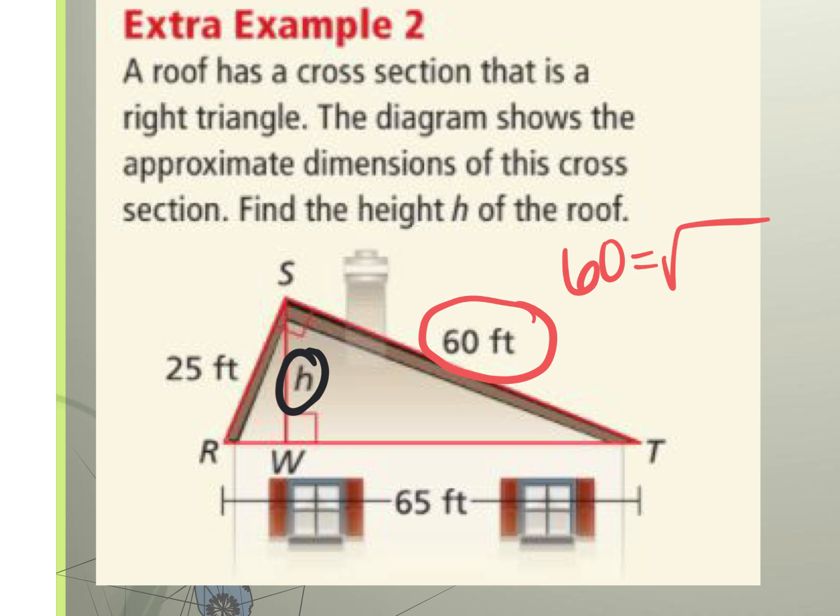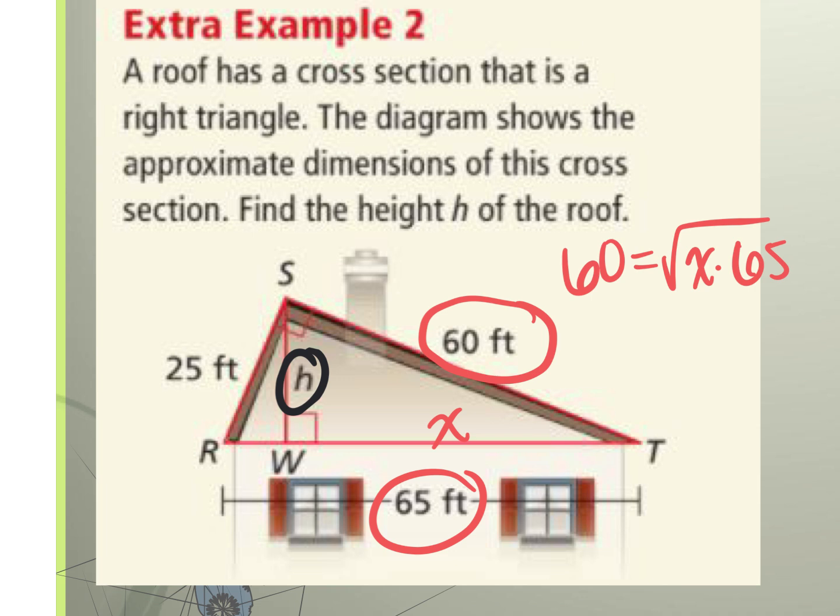WT and RT. We know RT is what? 65. So let's put a 65 in here. And let's say WT, let's make it X, right? So you guys agree that 60 should be X times 65 and take the square root of it? You guys with me? Are you sure? Who said no? Okay, where did I lose you?